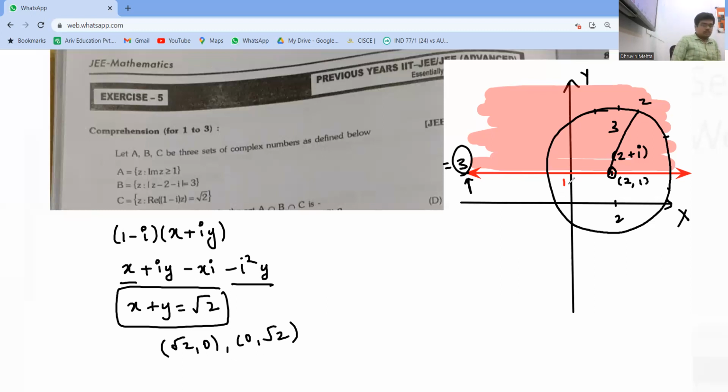Any issues? It will be a line, a straight line. It will pass through these two points, right? (Root 2, 0) and (0, root 2). Now you will ask me, sir, how did you find these? It's simple: assume x to be 0. Root 2 is going to be somewhere over here. Root 2 is a little more than 1, so somewhere over here, and less than 2, so this will be the line. The line will be something like this.